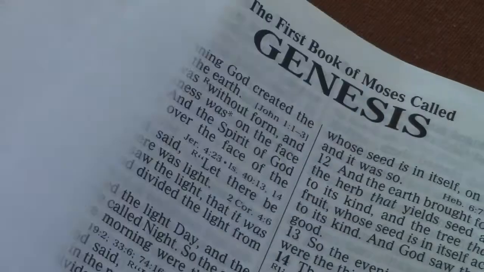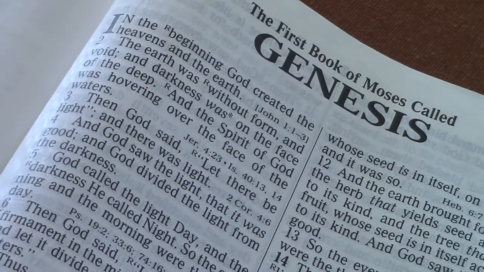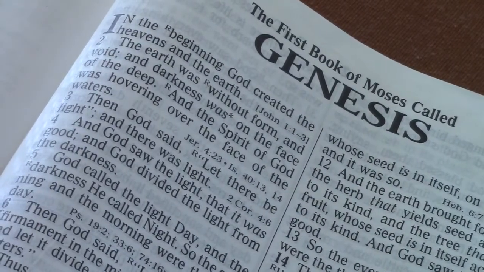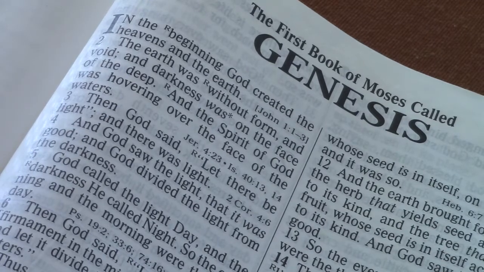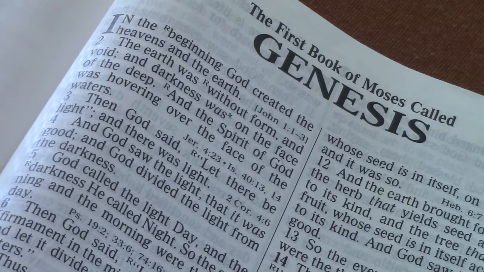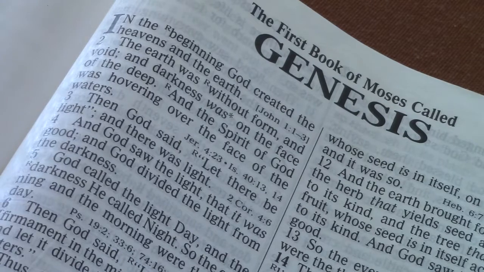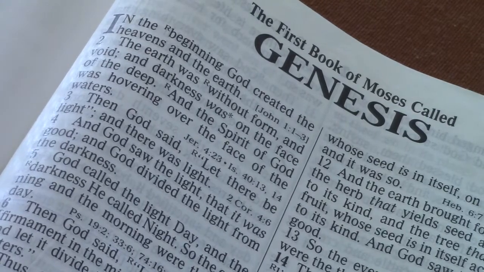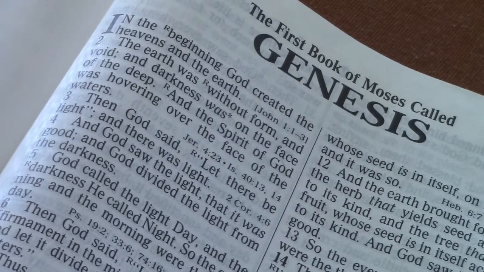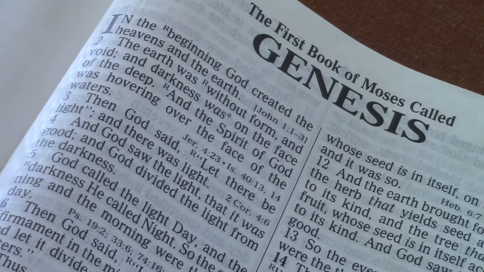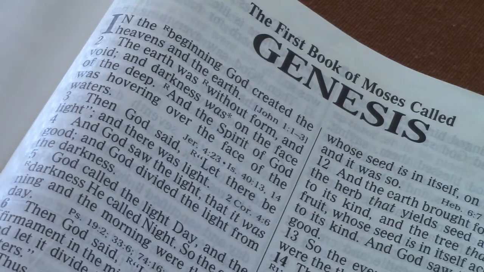So for the Christian, Berkeley's visual language is simple. In the beginning, God created the heavens and the earth. The earth was without form and void, and darkness was upon the face of the deep. And the Spirit of God was moving over the face of the waters. And God said, "Let there be light." And there was light. And God saw that the light was good.